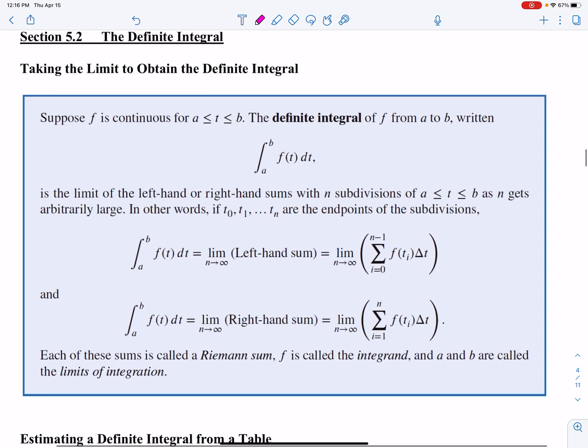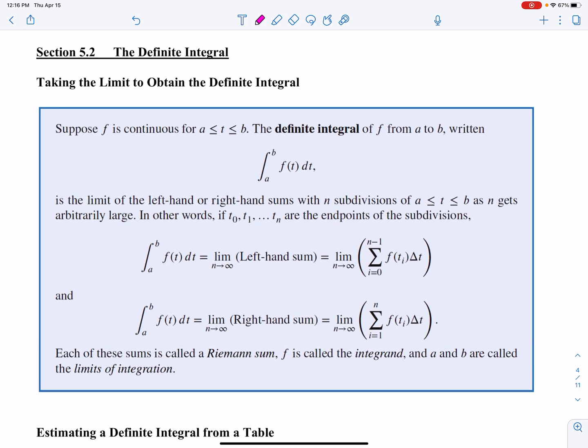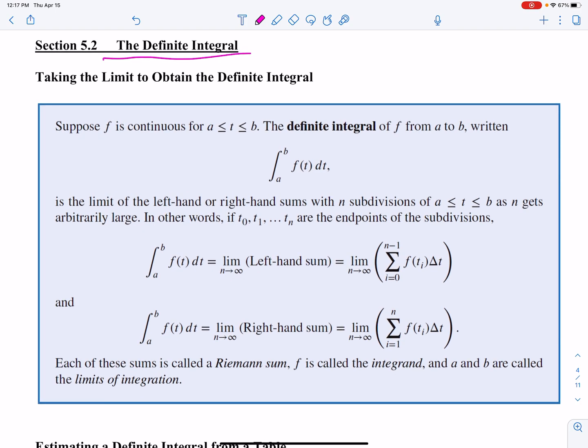So that's section 5.1. Now 5.2. Now we're going to see what those left and right-hand sums will do for us. They're going to help us get better at estimating the area under the curve. So section 5.2, the definite integral, taking the limit to obtain the definite integral. There's a lot of mathematical jargon here. I'll explain it as best as I can.